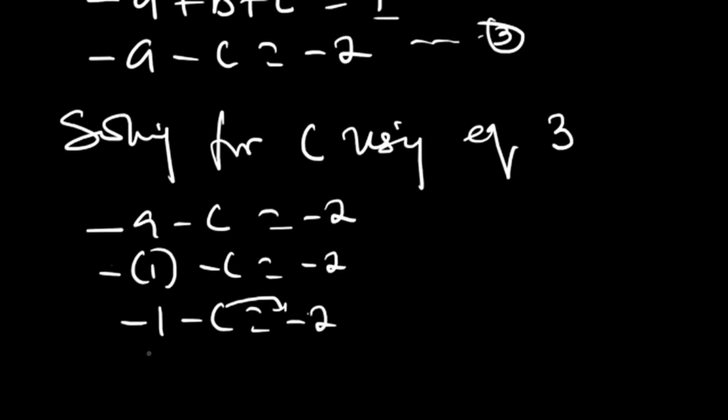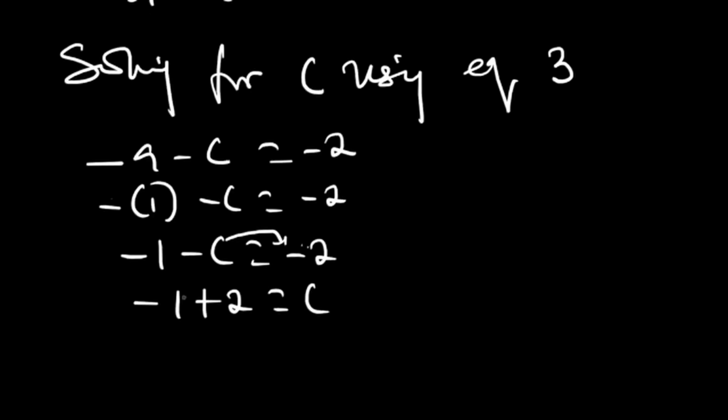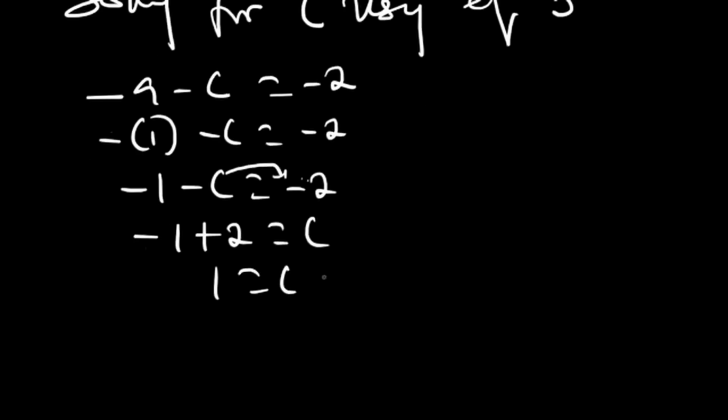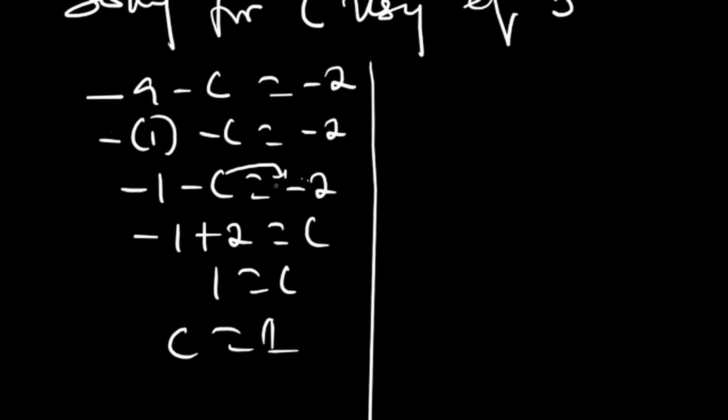Hence, we now have minus 1. Then if this negative 2 crosses the equality sign, it becomes a plus 2. And this is equal to, when the negative C goes over, it becomes a C. Okay? So now, this is going to be written as minus 1 plus 2, which is going to give us a 1. So 1 is equal to C. We can write it properly that C is equal to 1. So this is the proper way of writing it. Okay, we've determined the value of C.